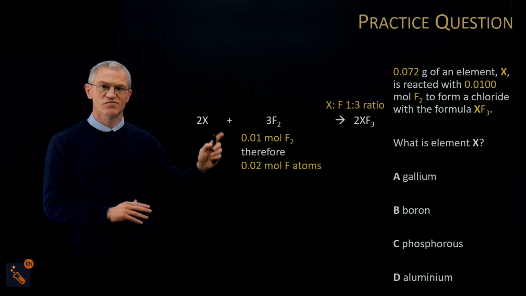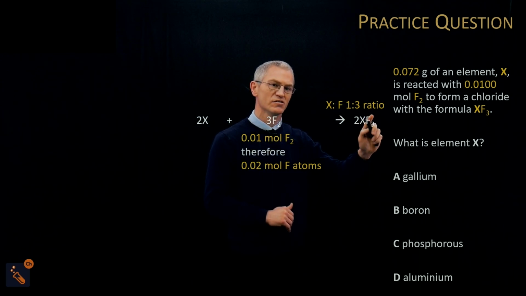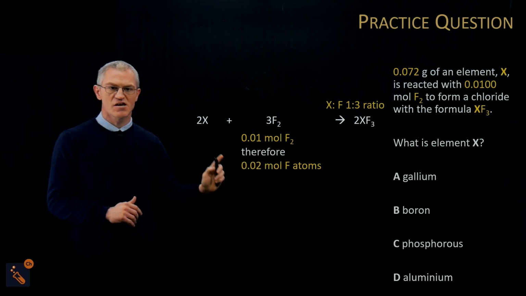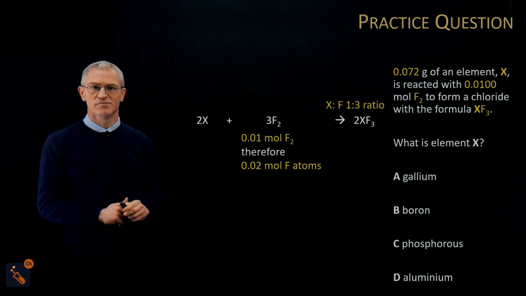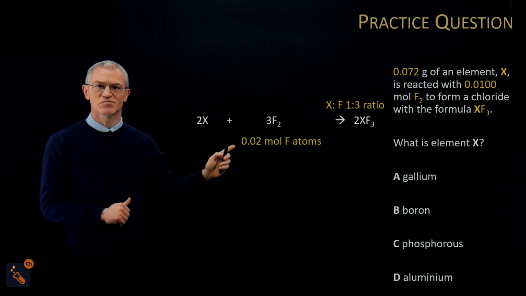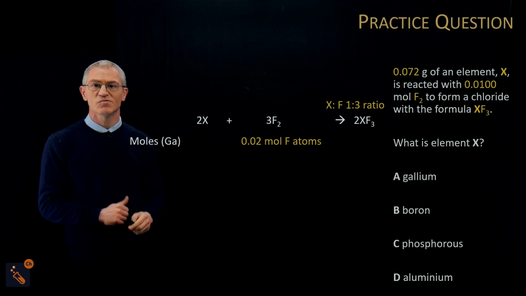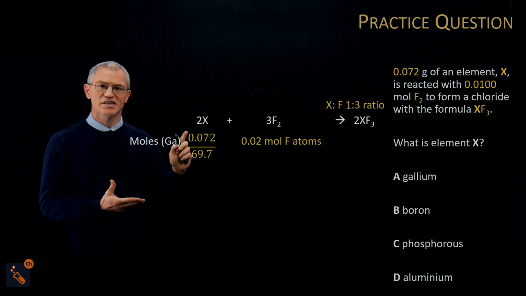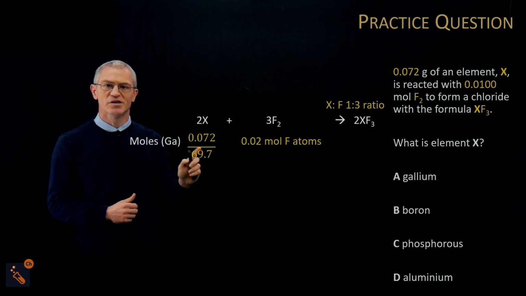And we need to find out whether the ratio between X, and remember, don't be confused by this 2 and 3 here, it is 1 to 3. We need to know whether these four elements, once we work out their moles, will give a 1 to 3 ratio. So let's stick with our atoms. We've got 0.02 moles of F atoms, and we're going to start working out the number of moles of each of these elements. We can do that by taking the mass, which is given up here in the question, and dividing it by the atomic mass, which we get off the periodic table.